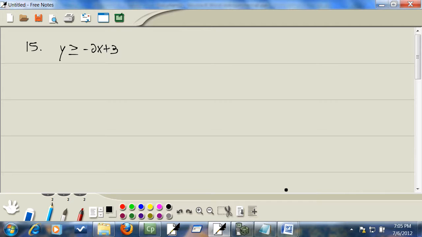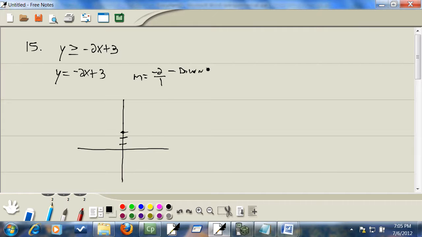Okay, so we're going to pretend that we're looking at graphing y is equal to negative 2x plus 3. This is in slope-intercept form, so this would be our y-intercept, 3. And our slope would be the number that's before our x, negative 2. But I want to write it in fraction form, so I'll put negative 2 over 1. This is change in y over change in x, so down 2 and right 1. From where this point is, I go down 2 and right 1, and put my second point.